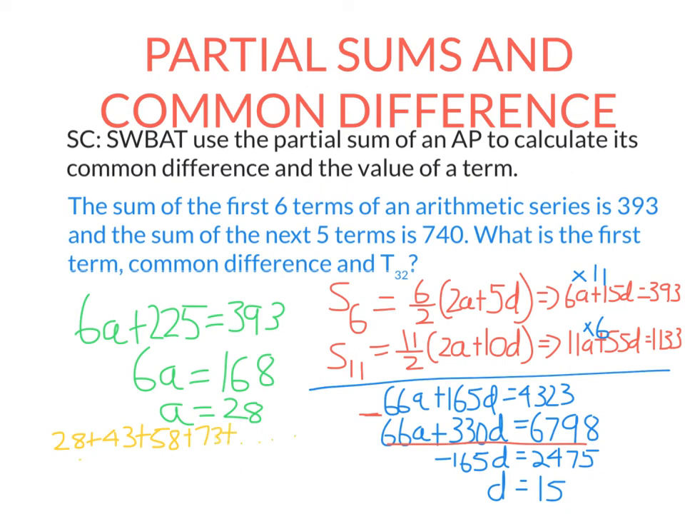So to find T32, that's really easy. It would just be a plus (n minus 1) times d, where n is 32. And the number I get is just 493. How easy is that?